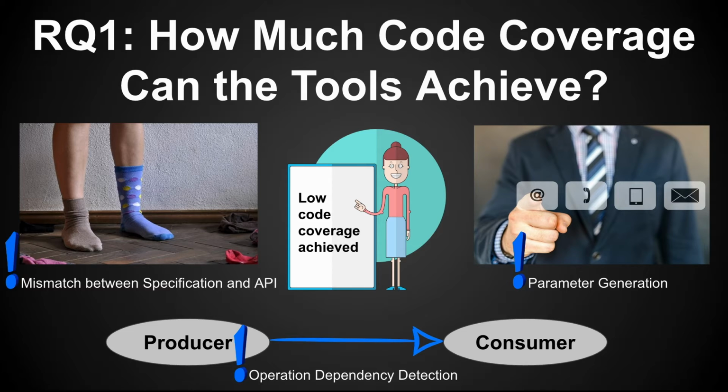Secondly, the specifications we observed were not always correct. There were mismatches which negatively affected the tools' performance. Lastly, parameter generation was limited. For example, if a parameter description stated to put your email in a given field, the tools generated a random string anyway because they did not process the natural language descriptions.